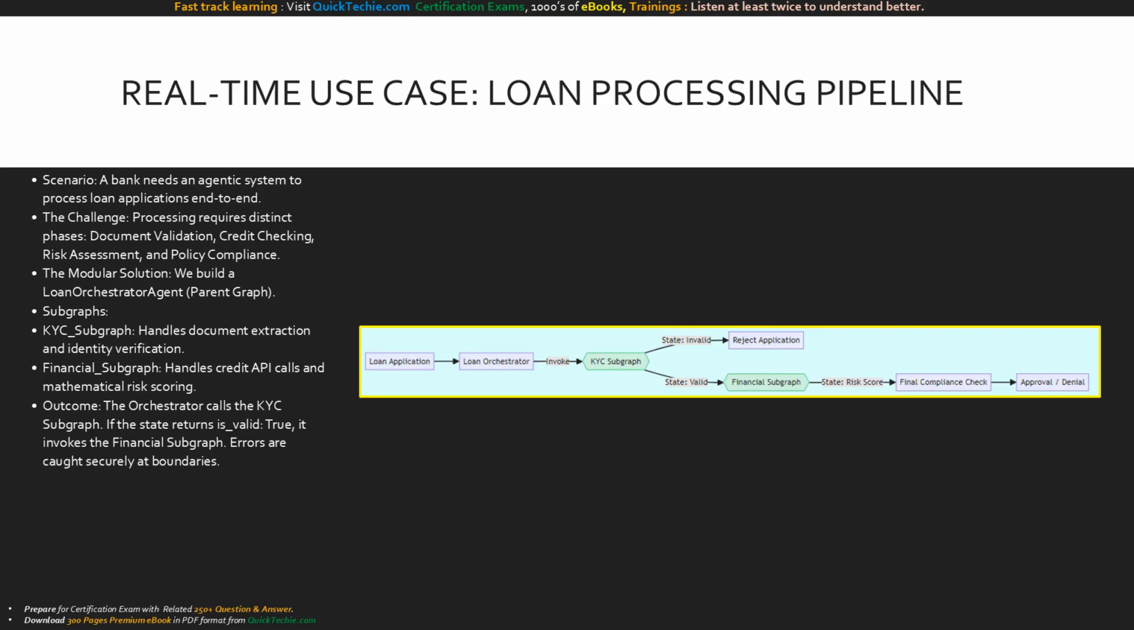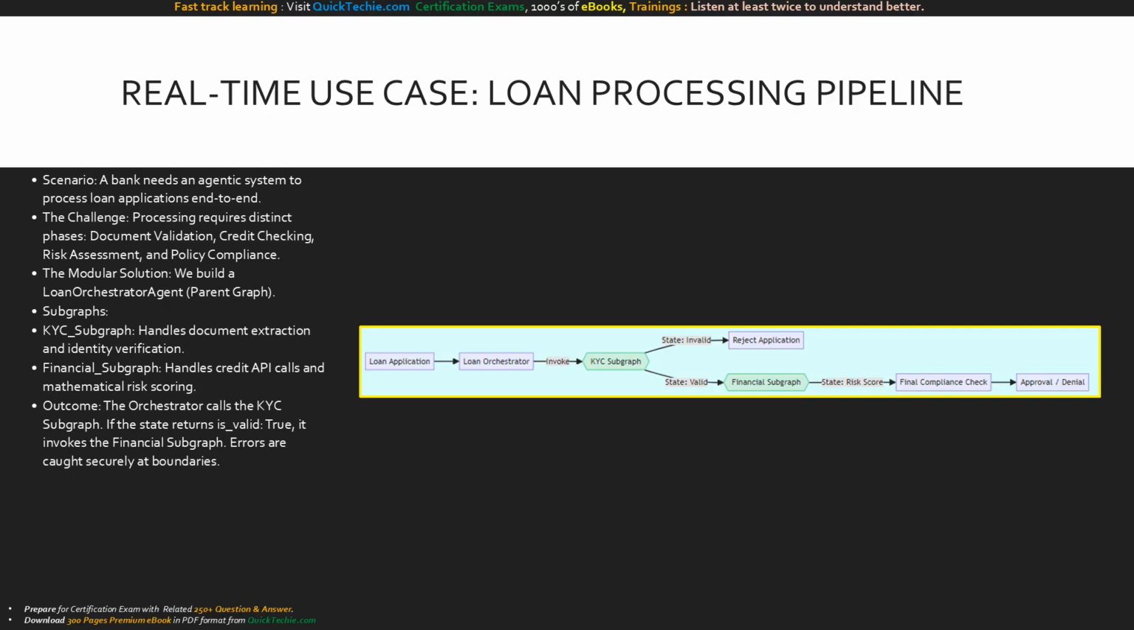Let's apply this to a critical, real-time use case, an enterprise loan processing pipeline. Originating a loan requires distinct, highly regulated phases: validating documents, checking credit, assessing financial risk, and ensuring policy compliance. If we bundle this into one monolithic agent, a failure in document validation might accidentally trigger a hallucinated credit approval. Instead, we use a modular solution.